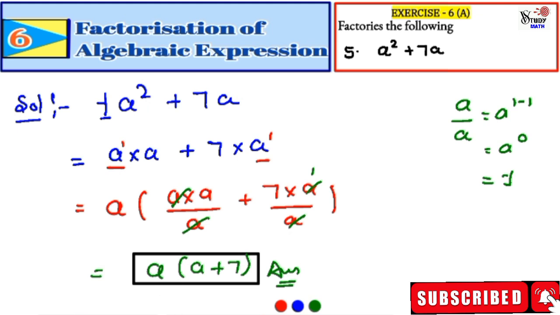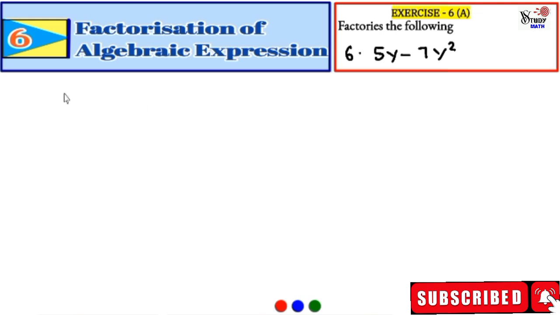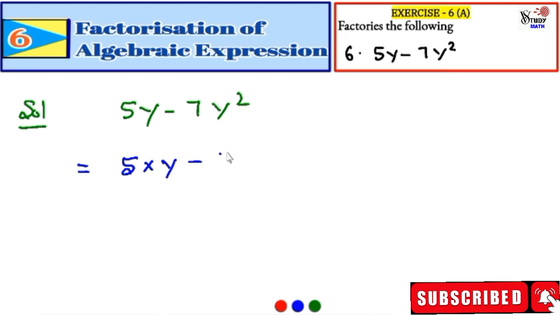So now move to the next question, question number 6. In question number 6 we have 5y negative 7y square. So let's solve this question now. Do the factor: 5 multiply y, negative 7 multiply, how can we write y square? y multiply y. So now you can see clearly here this y and this y is the only common factor between these two terms. So we take y as common.